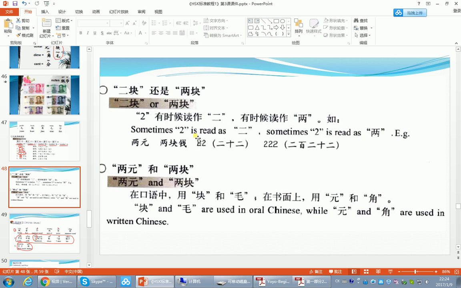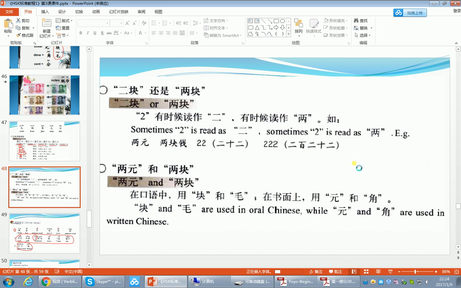Sometimes we read 二 and sometimes we read 两. For example, 2块, $2. $200, 200块. $2,000, 2000块. $20,000, 2万块. And for 22, we read it 二十二; you can't read it 两十二, it is not correct. Here 块 and 毛 are used in oral Chinese, 元 and 角 are used in written Chinese.